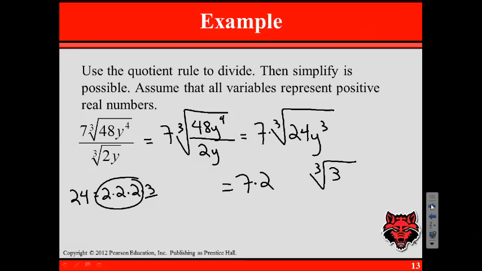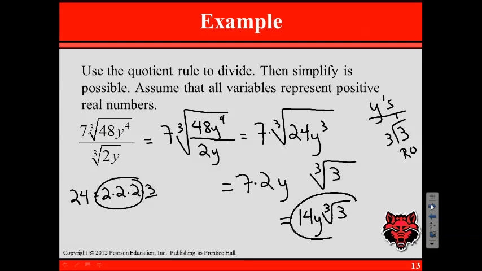We now look at the variables. We only have one variable, so we look at the y's. We take the exponent, which is 3, divide it by the index, which is 3. 3 goes into 3 one time with a remainder of 0. That means we bring out one factor, and we have no factors remaining underneath the radical. So if we continue to simplify, 7 times 2y is 14y times the cube root of 3.